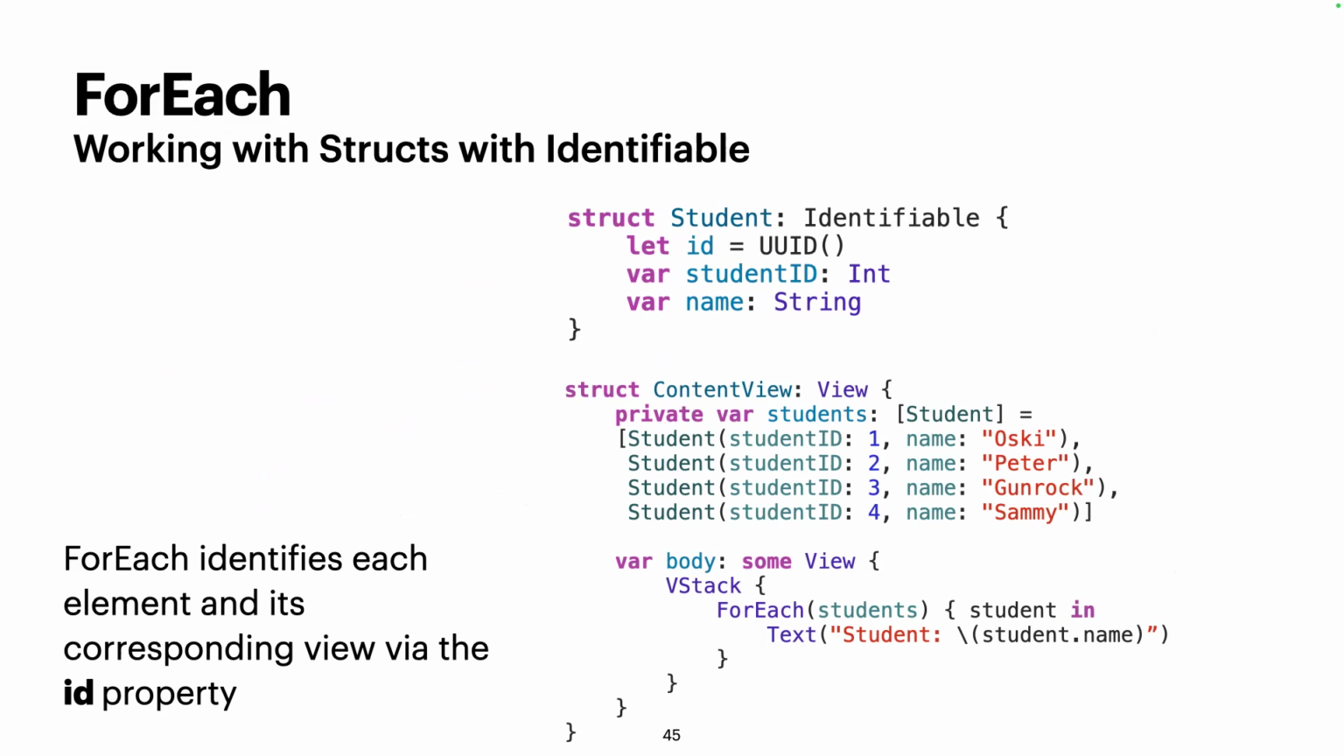Since we conform Student to Identifiable, when we create an array of students, we can just drop the id parameter here, because ForEach is able to identify each student via its id property. It basically corresponds each Text to its ID, and when things come and go or change, SwiftUI is able to animate that automatically.